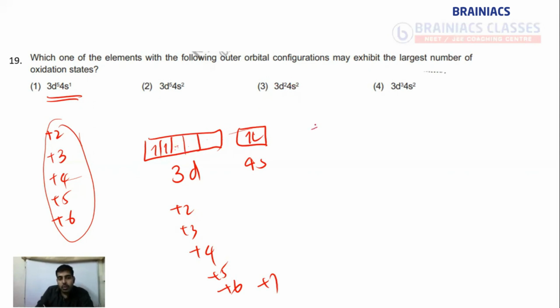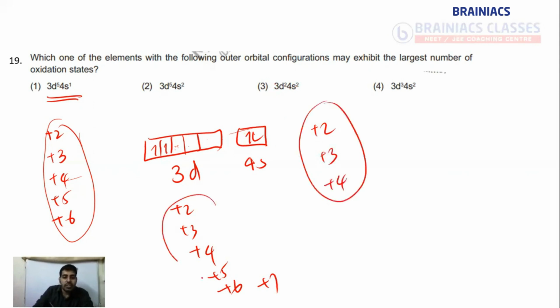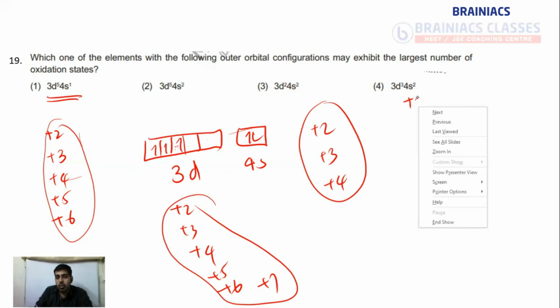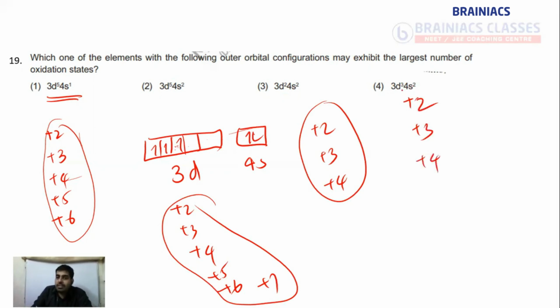2 from 4s, so +2. 2 from 4s, 1 from 3d, you will get +3. 2 from 4s, 2 from 3d, +4. So it can show 3 oxidation states. Now this one, 4s2 3d3. It can lose 2 electrons from 4s, +2. 2 from 4s, 1 from 3d, +3. 2 from 4s, 2 from 3d, +4. 2 from 4s and 3 from 3d, and +5.